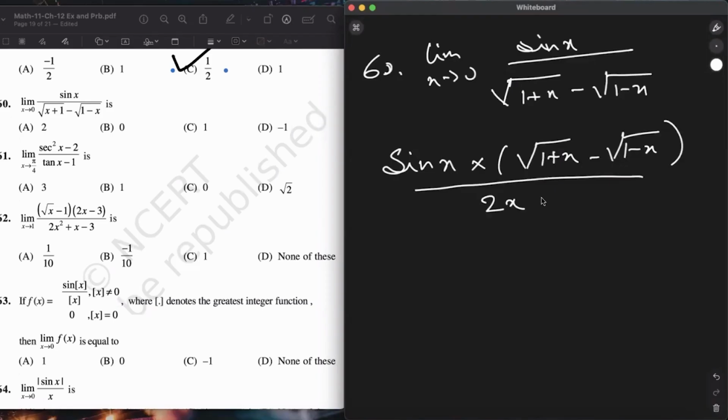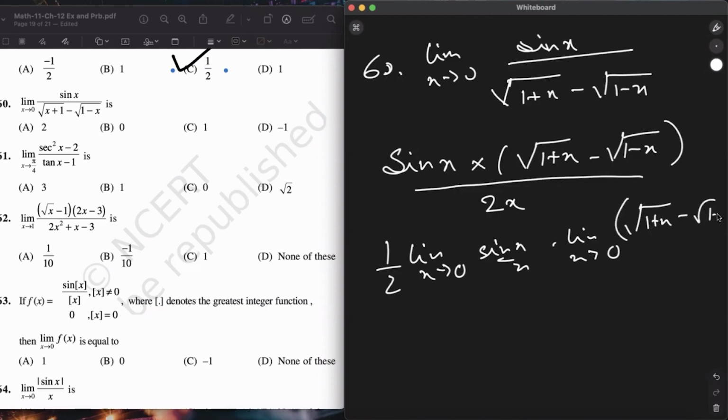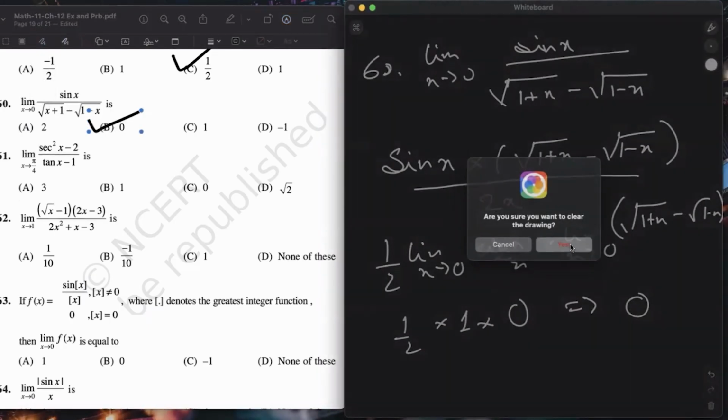Right? Now, I can take this half out. There's a limit on x, there's a sin x by x term, and there's again a limit on x of under root of 1 plus x plus under root of 1 minus x. So half times 1 times, when x equals 0, it will be 0. So the answer is going to be 0 over here. So the answer for this question is 0.